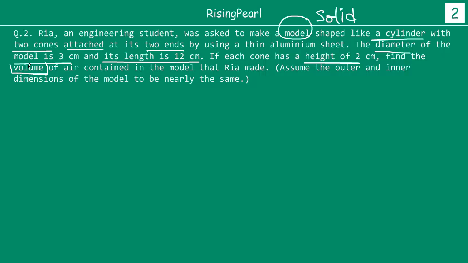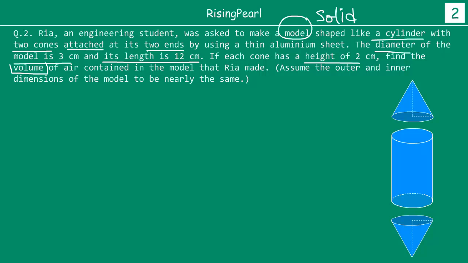So we have to find the volume. This is a volume question: the volume of air contained in the model that Ria made. Assume the outer and inner dimensions of the model to be nearly the same. Whenever you read a question like this, the first thing is to figure out how the model should look. We start with a cylinder and put two cones on the two ends of the cylinder. We bring them together one by one, and this is how our model should look.